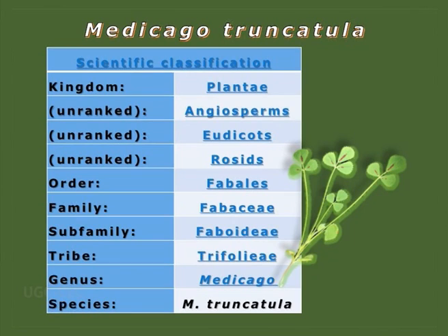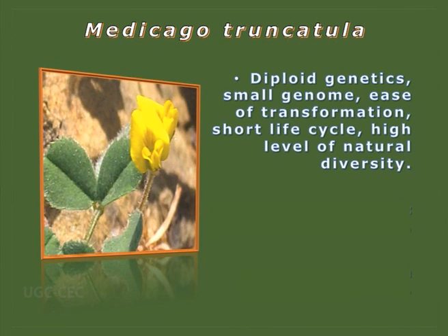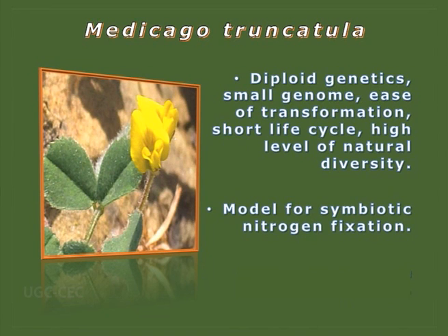The next member is Medicago truncatula. It belongs to the order Fabales, family Fabaceae and genus Medicago, and the species is Medicago truncatula. It has diploid genetics, small size, easier methods of transformation, a short life cycle and a high level of natural diversity that makes it a suited member as a model plant. It is also a suitable member to understand symbiotic nitrogen fixation. It is the most important member to study legume biology.